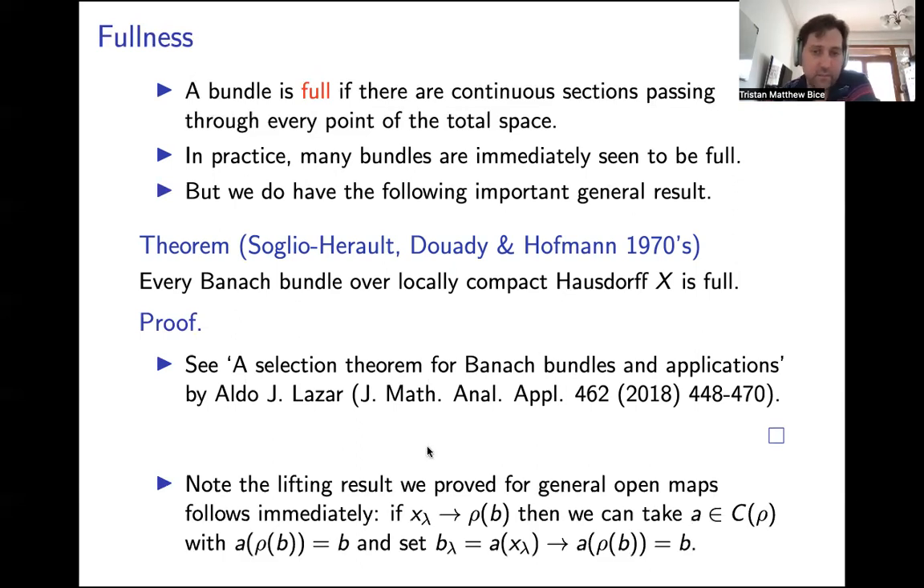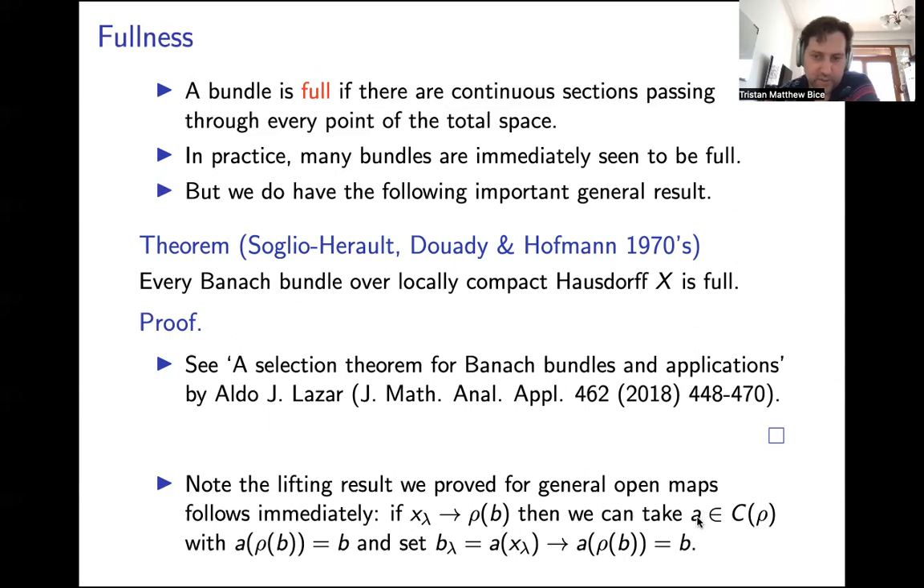In particular, you might view this as a very strong version of the lifting result we had before. If you already know that your bundle is full, then it's very easy to prove the lifting result, right? Even without moving to subnets. Because say you had such a full Banach bundle, and you have some net x_λ approaching ρ(b).